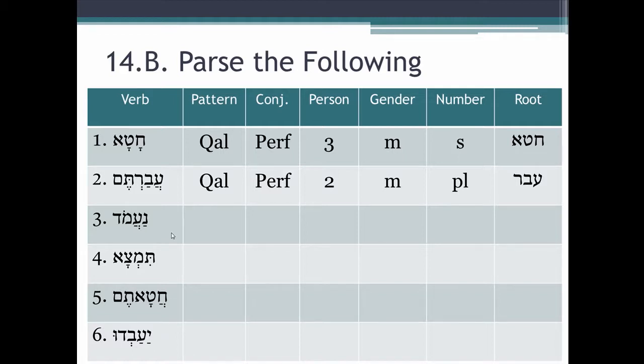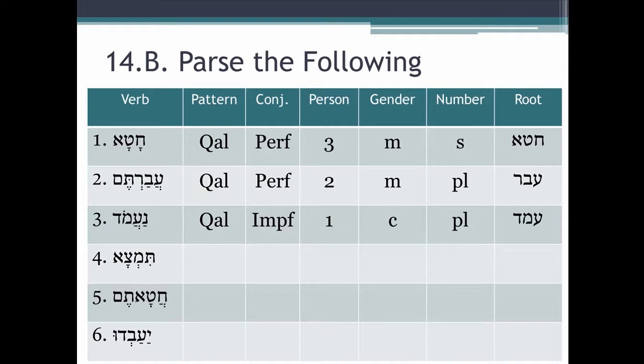Number 3, na'amod. Now, you would ask yourself, does it have a prefix? You must know your vocabulary to know that the root, the lemma, is amad, and so yes, it does have a prefix nun here. So it's imperfect, and we have to ask ourselves, well, in the imperfect conjugation, what person and number gets a nun prefix? And that would be first common plural. So we have Qal imperfect first common plural from the root amad.